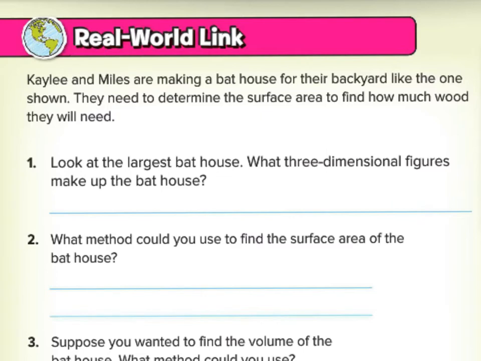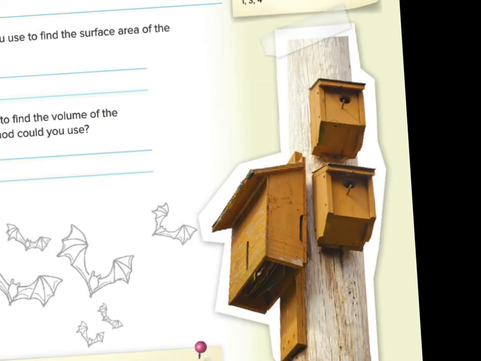Let's see. Kaylee and Miles are making a bat house for their backyard like the one shown. They need to determine the surface area to find how much wood they will need. Now here's the bat house, multiple houses and one where you can crawl underneath. Okay, I didn't really know this was a thing.